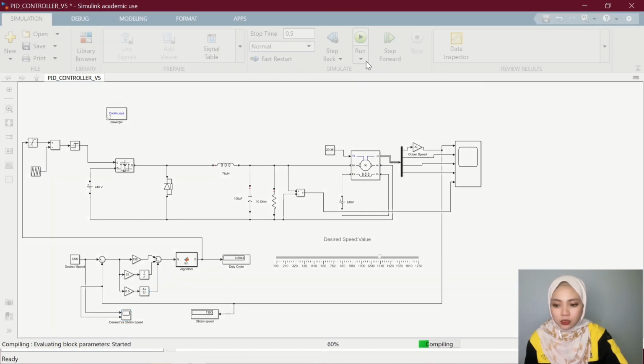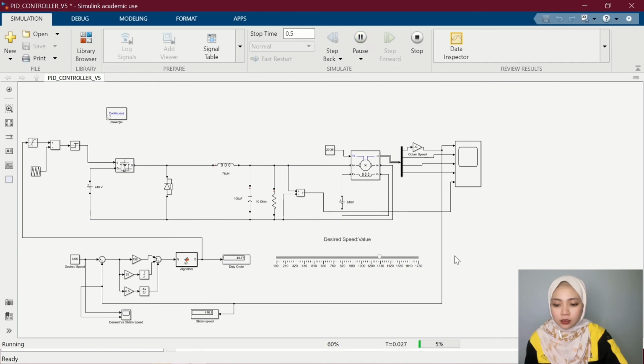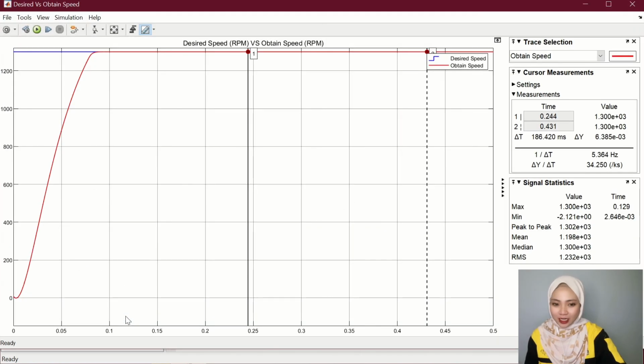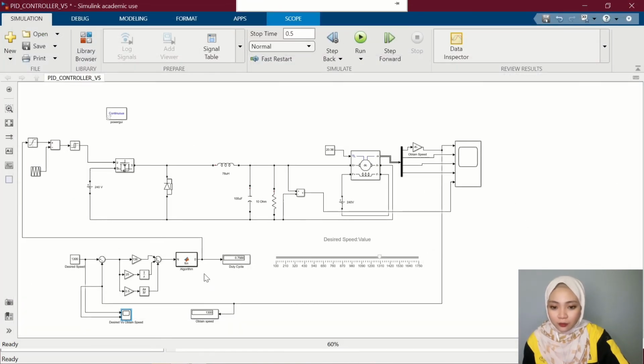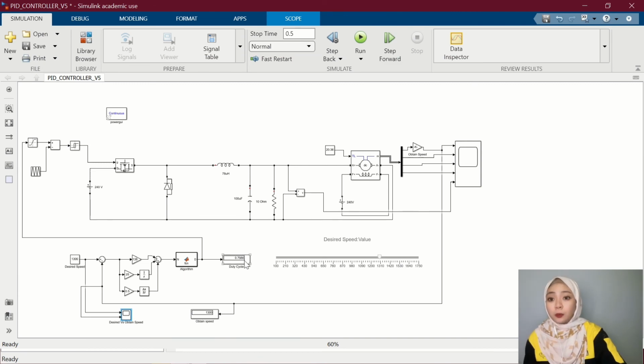So we run first. Okay, so the obtained and desired speed. Nice pattern, there is no overshoot there. The steady state is 1300, exactly like the desired speed. As you can see, the duty cycle is 0.79, which is almost 0.8.